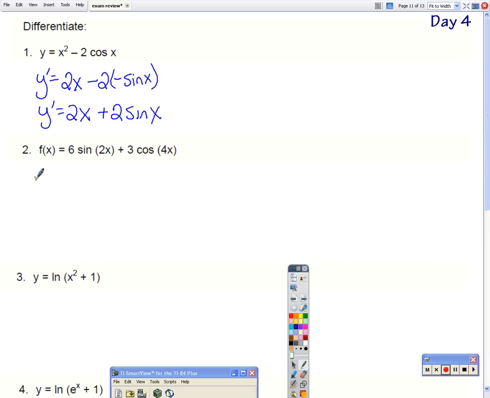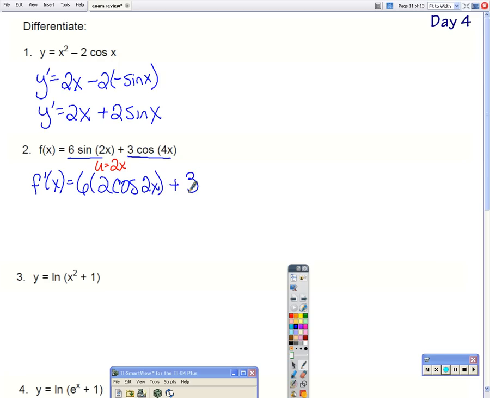And again, I'm going to individually take the derivatives of each piece of the sum here. Derivative of sine of 2x. First, I need to find the derivative of just 2x. So u prime, derivative of 2x is 2. The derivative of sine is cosine of that angle.